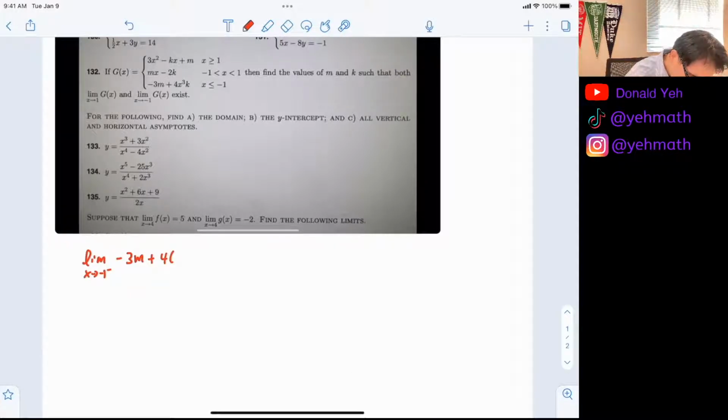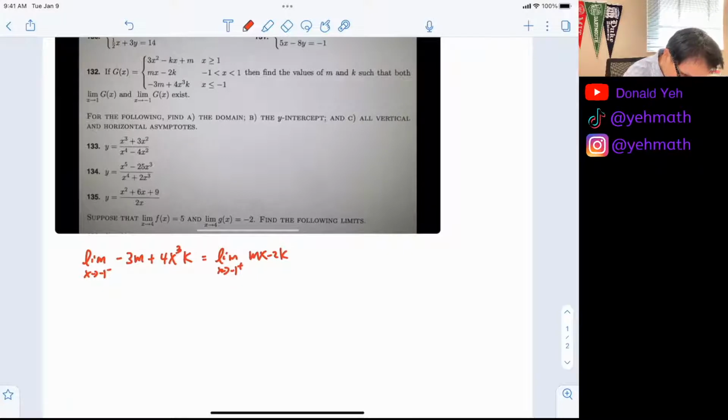This one is going to be equal to the limit as x approaches -1 from the positive side. In this case, the positive side is going to be what? Okay, I'm going to ask Mia here. Mia, -1 from the positive side, which one will I be using? Mx minus 2k, good. Mx minus 2k.